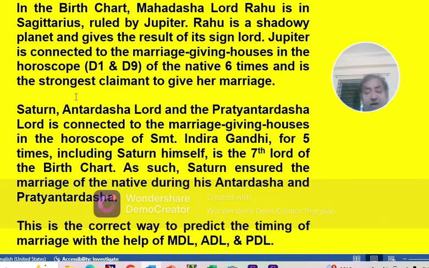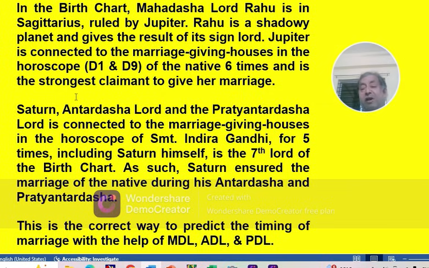Saturn, the Antardasha Lord and Pratyantardasha Lord, is connected to the marriage-giving houses in the horoscope of Srimati Indira Gandhi five times, including Saturn himself being the 7th Lord of the birth chart. As such, Saturn ensured the marriage of the native during his Antardasha and Pratyantardasha. So simple.